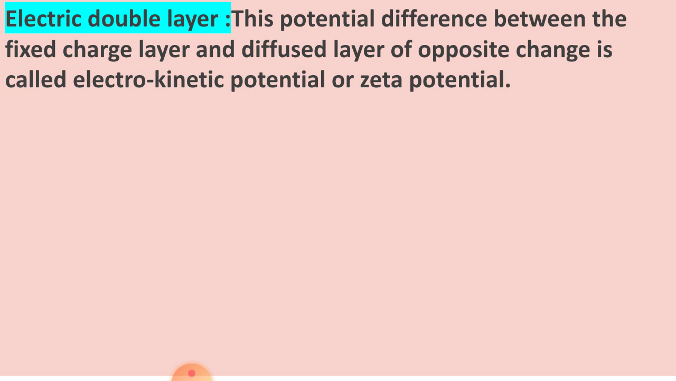So this layer consists of ions of both signs, but its net charge is equal and opposite to those adsorbed by colloidal particles. Therefore, the existence of charged particles of opposite sign in the fixed and diffuse layers develops a double layer which creates a potential difference between these layers. So the potential difference between the fixed charge layer and the diffuse layer of opposite charge is called electrokinetic potential, also known as zeta potential.